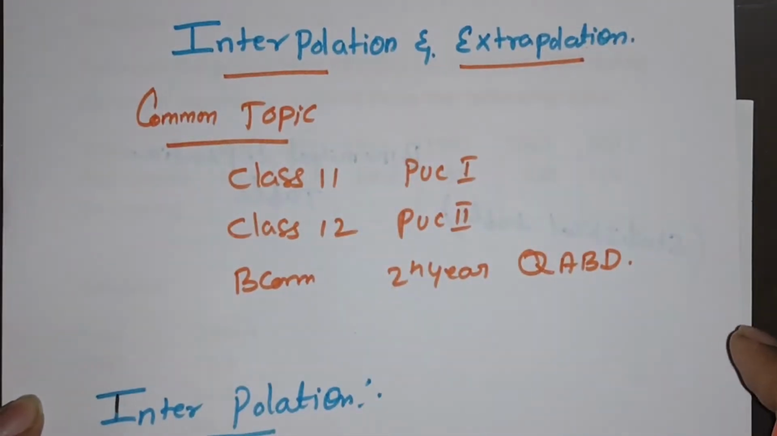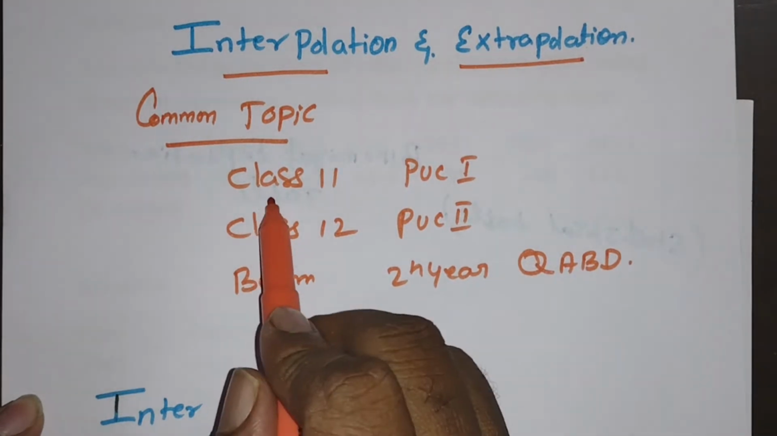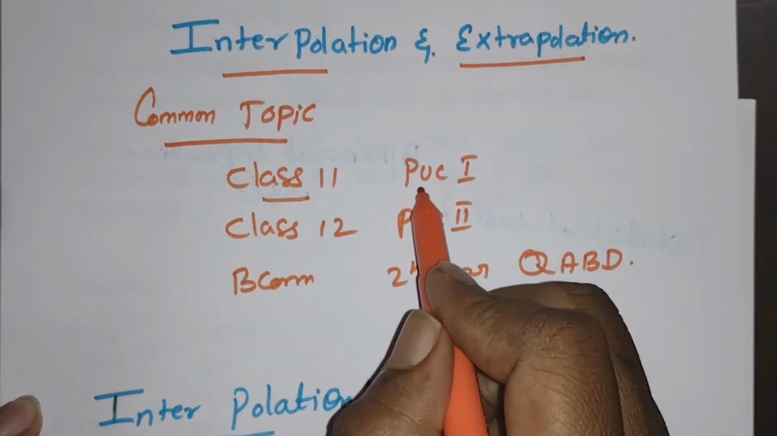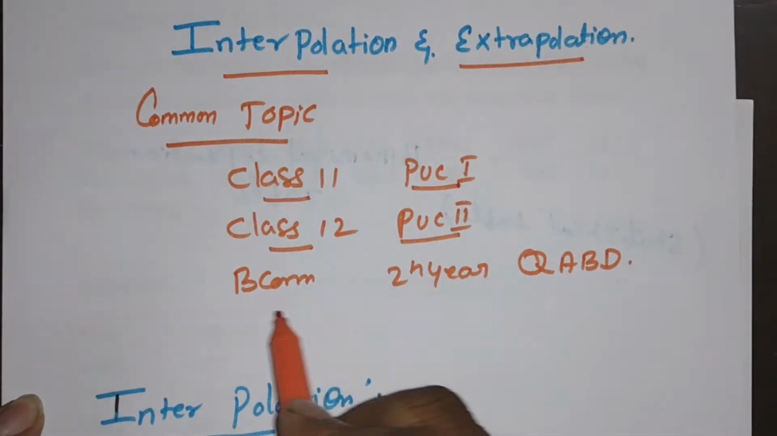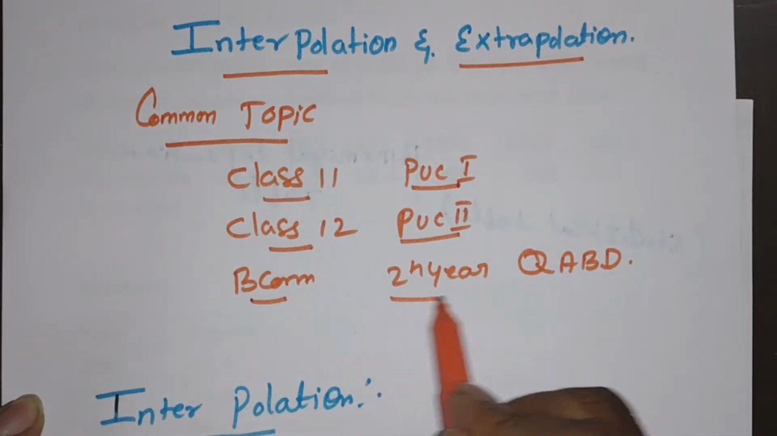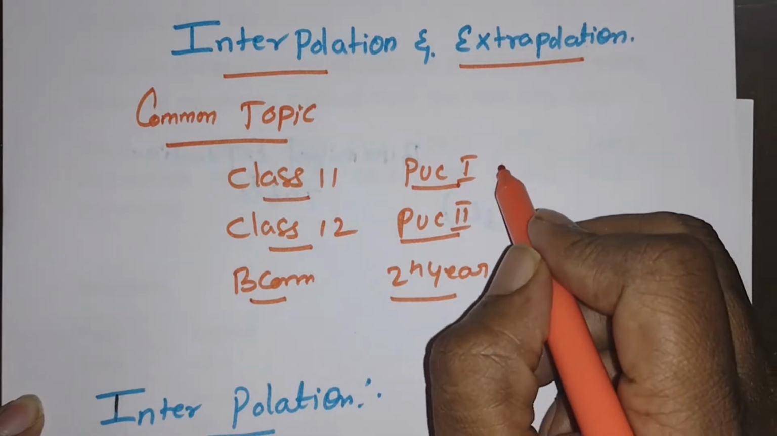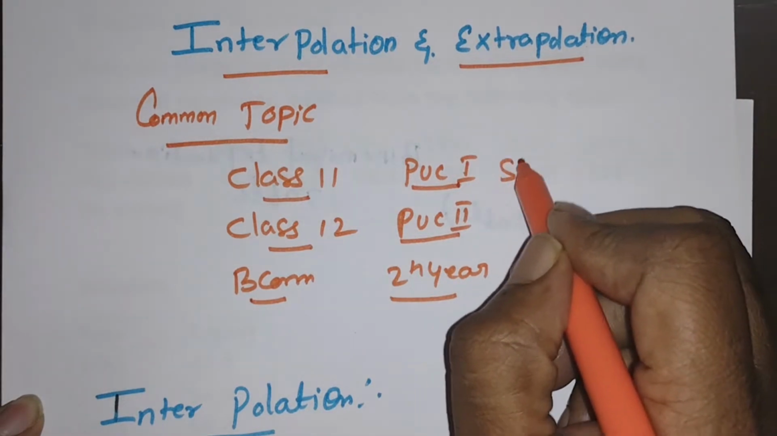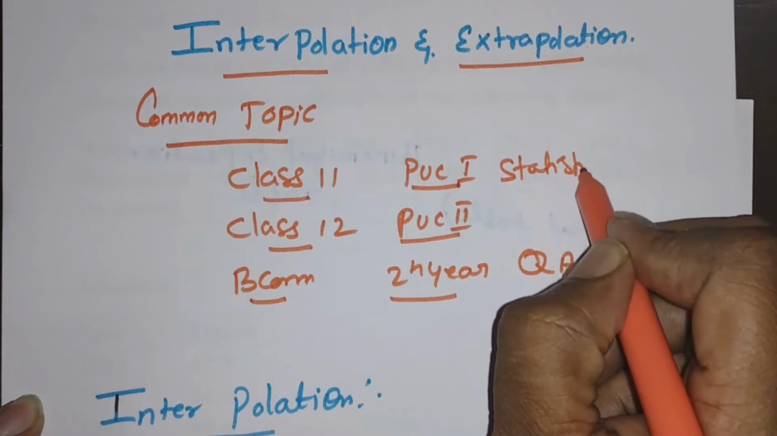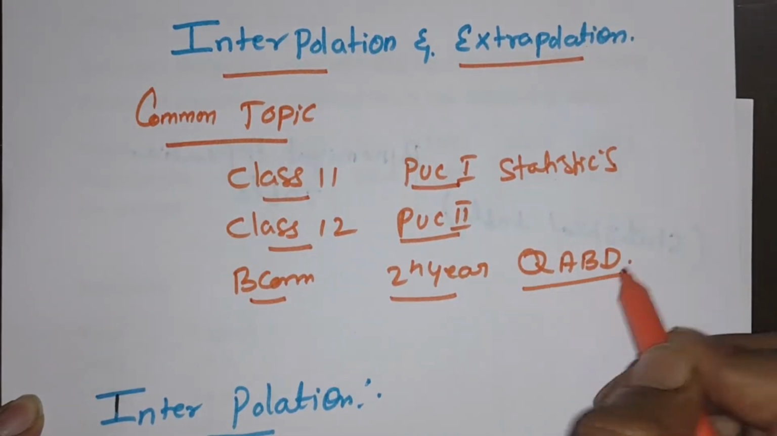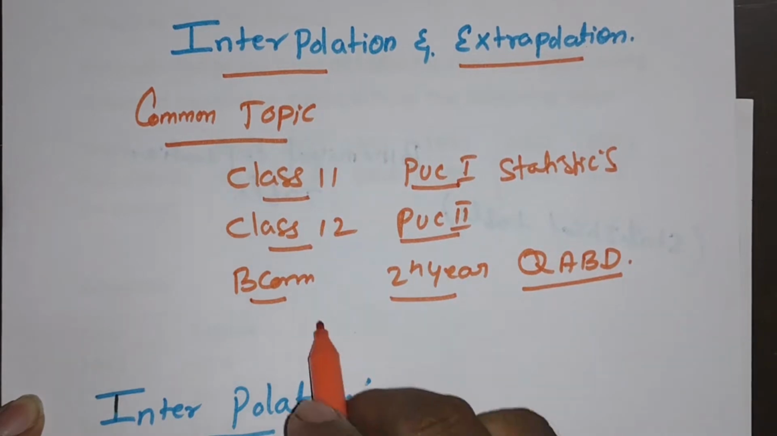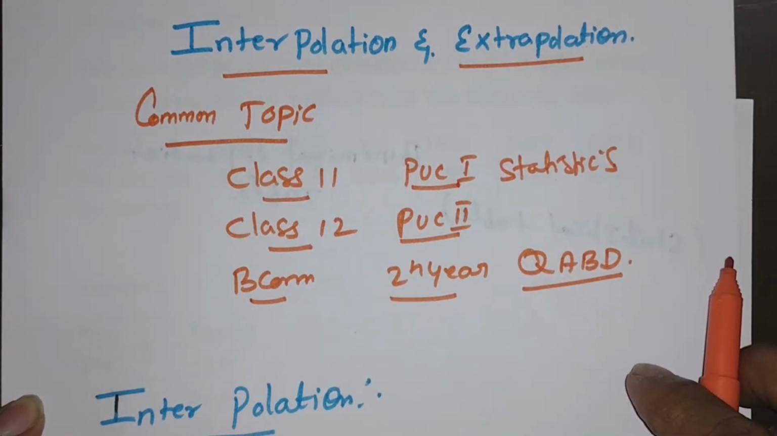Today the topic which I am going to explain is interpolation and extrapolation. This is the common topic for class 11, that is first PUC, class 12 second PUC and BCom second year. For first PUC and second PUC the subject is called statistics, and for second BCom it is called QABD.